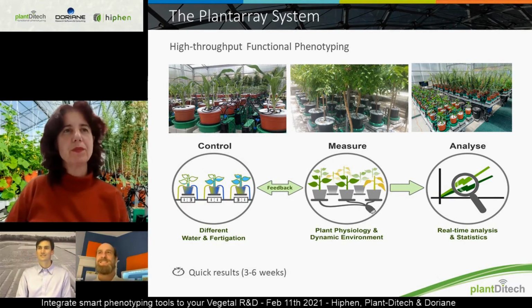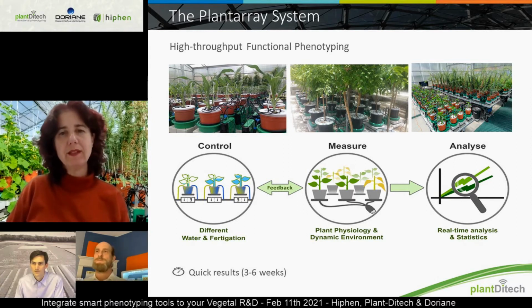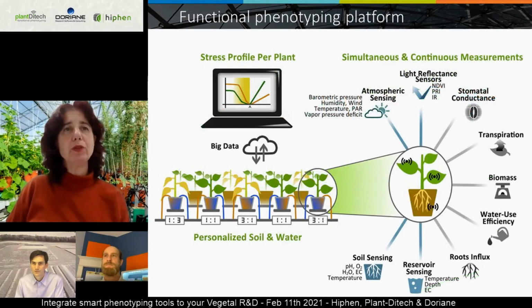The first is automatically controlling soil and water stress conditions to provide a variety of environments to each and every plant in the array. Second step is measuring all the plants' response simultaneously and continuously with physiological and environmental parameters. Third step is analyzing in real time all plants, including statistical analysis like t-test and ANOVA, already at the time of the experiment to save time. These are the many traits that we are collecting from all the plants at once on a per plant basis.